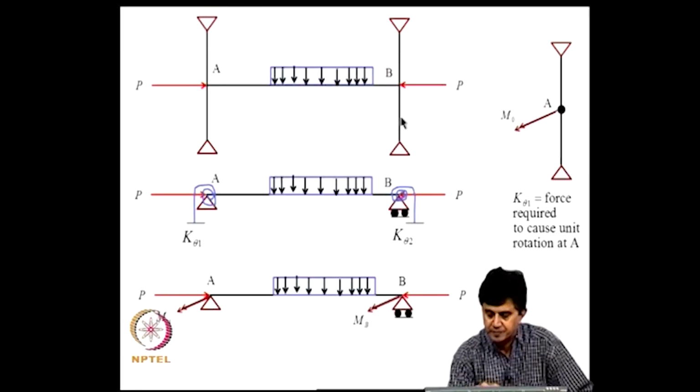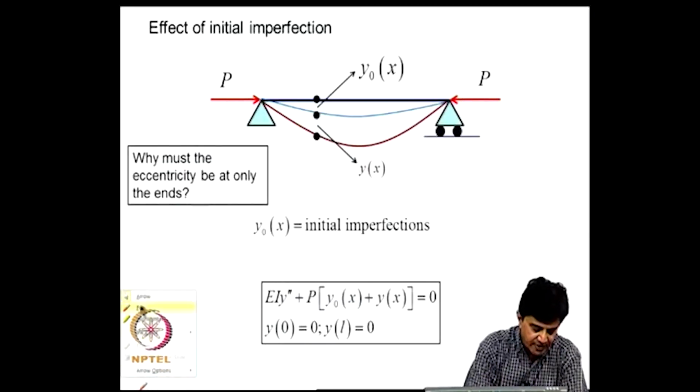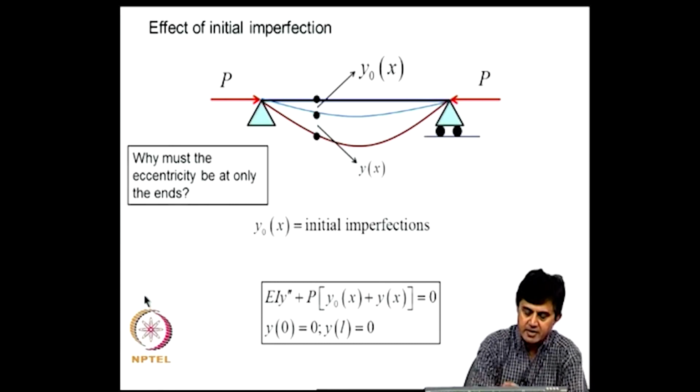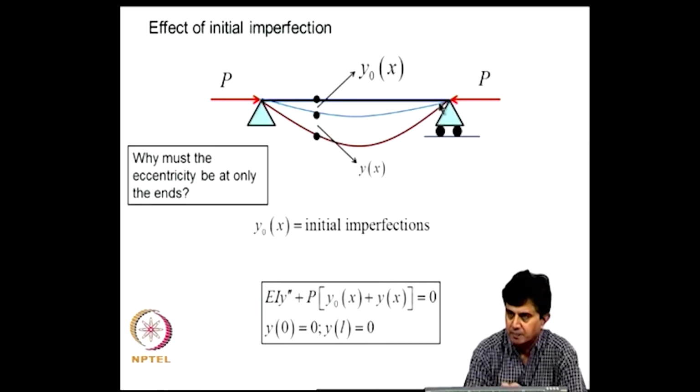Now, in the previous lecture we considered the effect of eccentrically applied loads, that is, this axial load was not applied truly axially, but at the support there was slight eccentricity. Now, why must the eccentricity be limited only to the point of application of the load at the supports? There can be imperfections which are distributed throughout the beam.